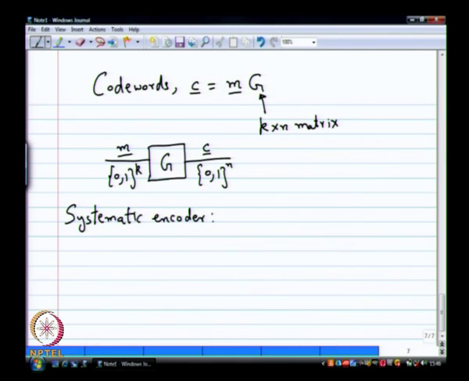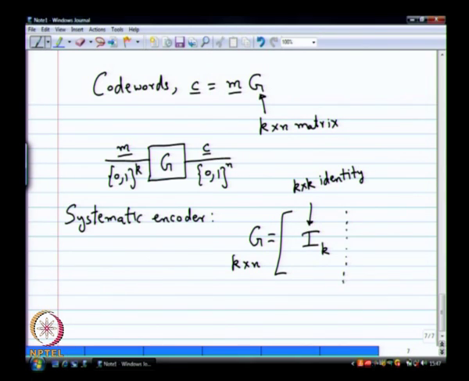Like I said, in this course we are only going to talk about linear encoders, so I will drop the term linear. Just assume that it is linear. So there is something called a systematic encoder. In the systematic encoder, what you do is you pick G as follows. Remember, G is k by n. You pick G as I_k, where I_k is, as you can guess, the k by k identity matrix. These are just dots, not ones and zeros, just separators.